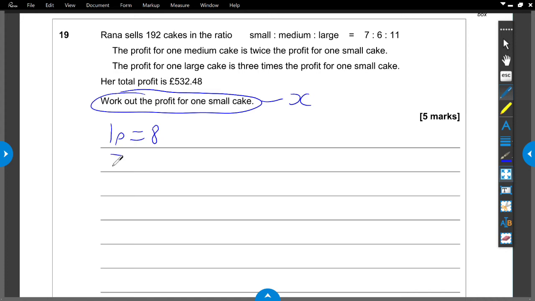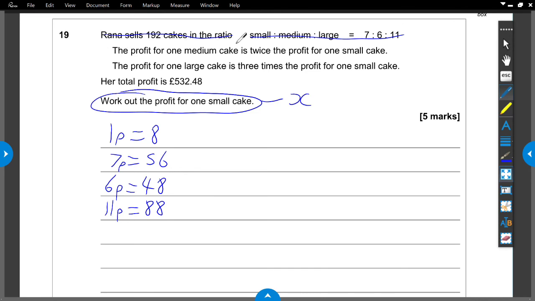7 parts, that's going to give me 56. 6 parts, that's going to give me 6 times 8, which is 48. And then 11 parts, 11 times 8, that's 88. I'll just do a quick spot check at this point to see if that is correct. So if I do 56, add 48, add 88, we get 192. So that must be correct at this point. So we divided the 192 into this ratio. We've used this information.